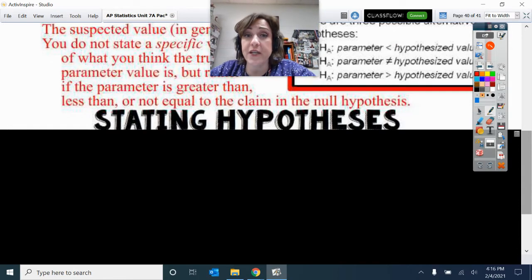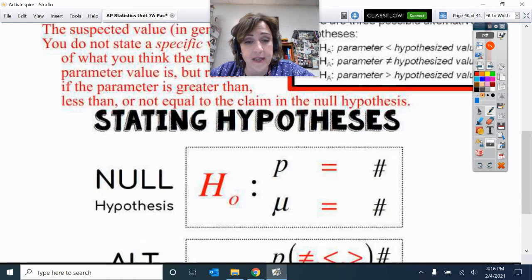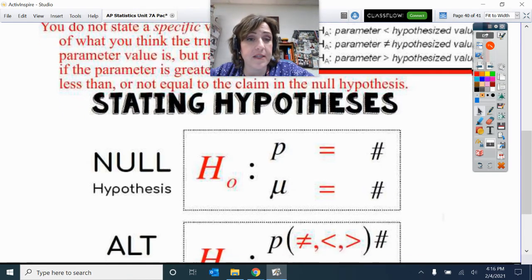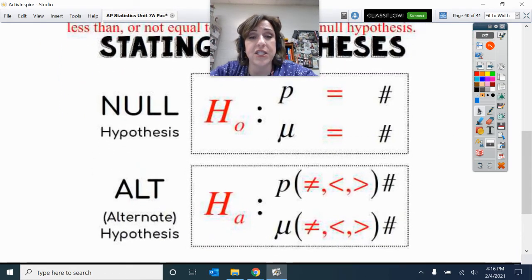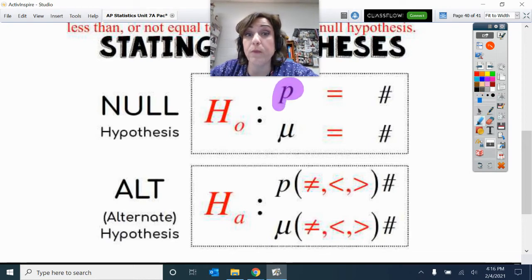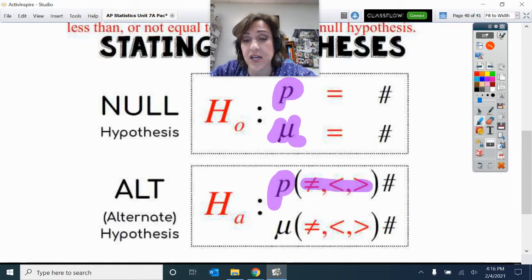Here's a little graphic to guide you through that. Here we have the null hypothesis, H with a little o. This is either p equaling a number. If we're doing proportion problems, then we define what that proportion is about. Later we'll get into mean problems, actually two units from now, in unit 8. And then alternatively, we say that the p is any of these things: not equal to, less than, or greater than a number. And if you have a mean, then you do that as well.